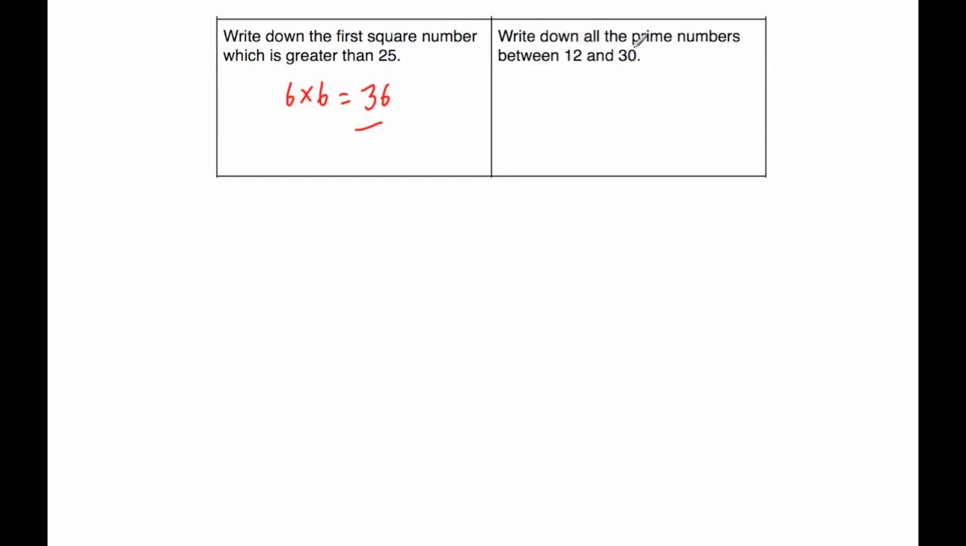And the next question says, write down all the prime numbers between 12 and 30. So the prime numbers are 2, 3, 5, 7, 11. They're all below 12. 13, not 15. Obviously, all the even numbers apart from 2 are not prime, so we can just ignore those. 15 is not prime, it's in the 5 times tables. Then we've got 17. Then we've got 19. Not 21 because it's 3 times 7. 23. Not 25 because obviously 5 times 5 is 25. Not 27 because 3 times 9 is 27, and then 29. So all the prime numbers between 12 and 30 would be 13, 17, 19, 23, and 29.